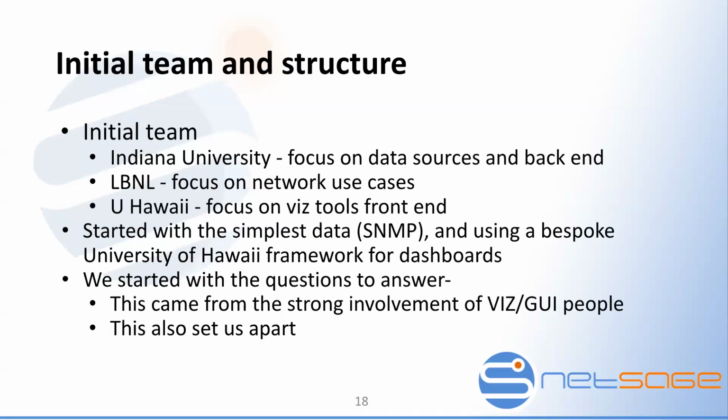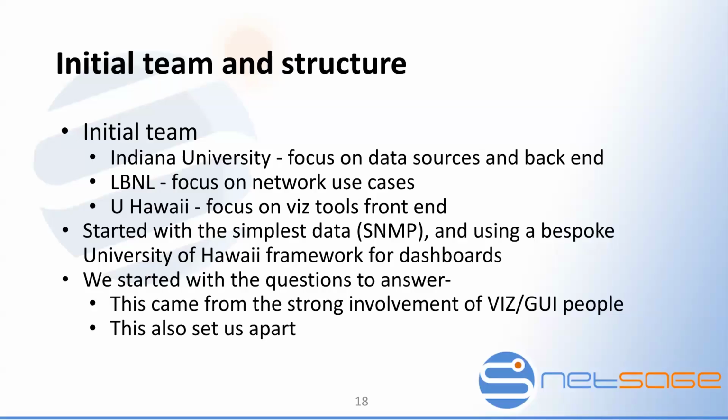So I was asked to talk about the initial team structure. Initially, we had three different institutions. We kind of had to break up who was going to specialize in what. Indiana University had something called the Global NOC.